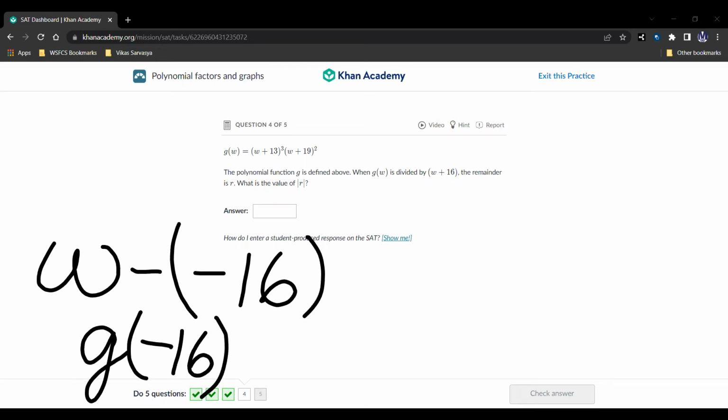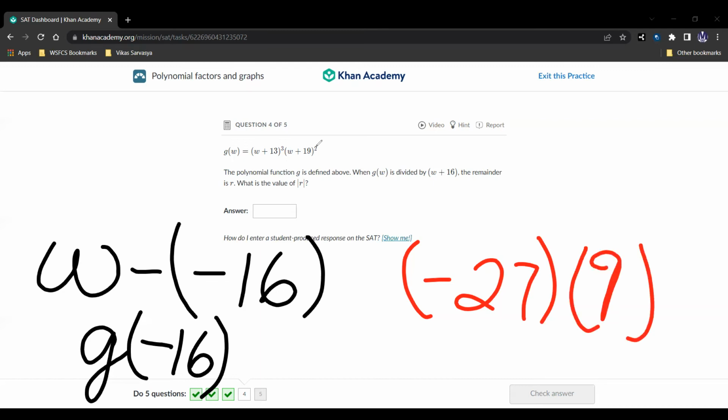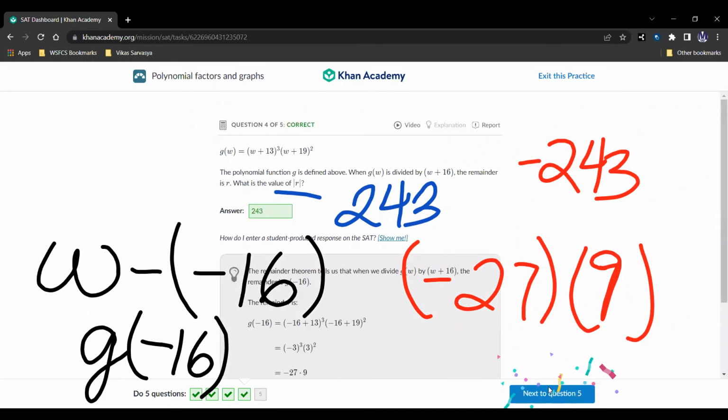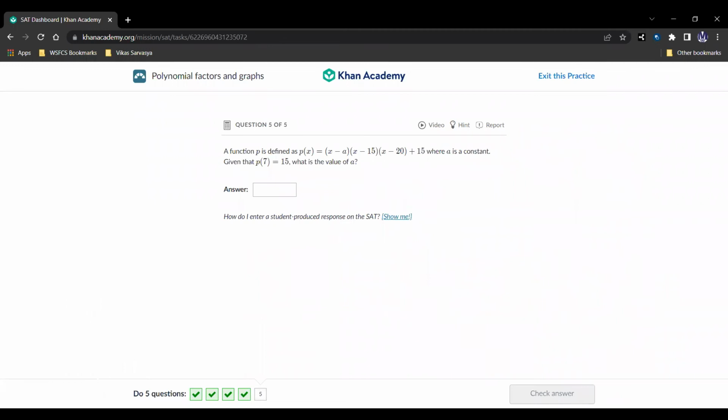so we're just going to find g of negative 16 using the remainder theorem. So we plug in negative 16 in here, so negative 16 plus 13 is going to be negative 3, to the cubed is negative 27. And then negative 16 plus 19 is 3, squared is 9, so negative 27 times 9, which is negative 243, right? This is calculator active, so you can use the calculator, you don't have to do it all in your head. Then you're asking for the absolute value, so the answer is going to be 243. And that is our answer. Again, simple as that. No extra calculations required if you know these two critical theorems. It's not even that much to remember.